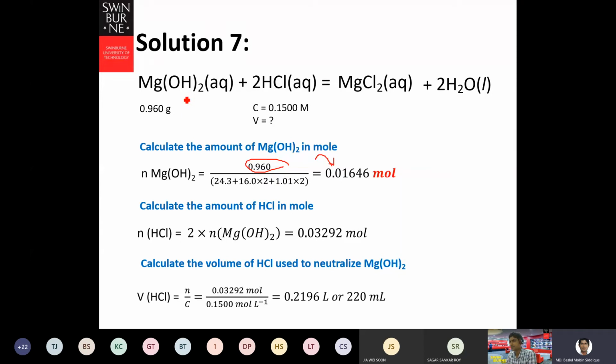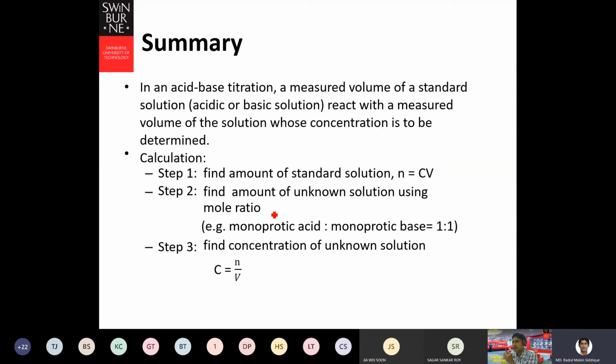And here it is a 1:2 reaction. So if I need 2 HCl, I will need 1 magnesium. And if I need 1 magnesium, I will need 2 HCl. So if there is 1 HCl, there is half a magnesium. So the number of moles of HCl we found out is this, and then just by dividing by the concentration, we can find the volume of HCl needed for the magnesium hydroxide. And this is what we discussed for today.